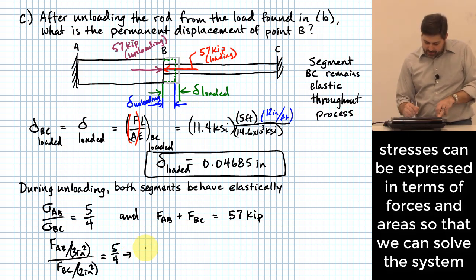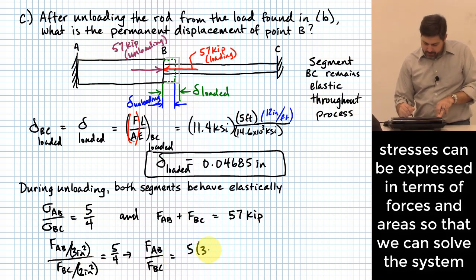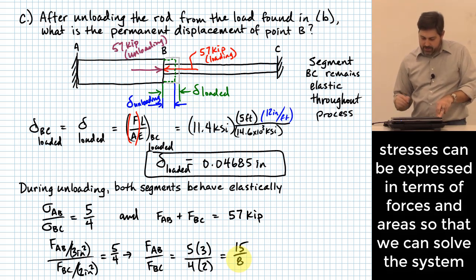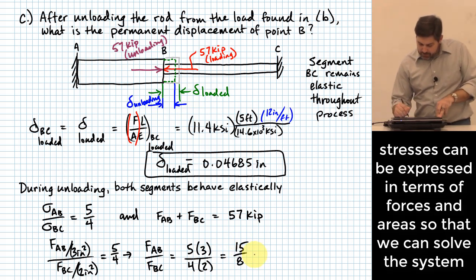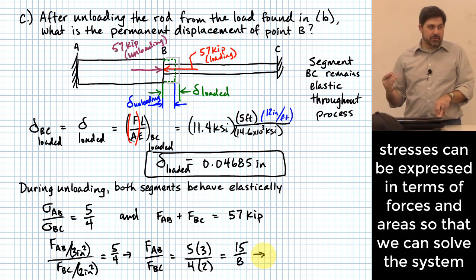I can say FAB over FBC is going to wind up being 5 times 3 over 4 times 2, which is going to be 15 over 8. Okay? And if I care to, I can rewrite that equation a little bit, because what I want to eventually do is substitute back into my equilibrium equation to solve for something like the force in BC under this unloading type scenario, right?